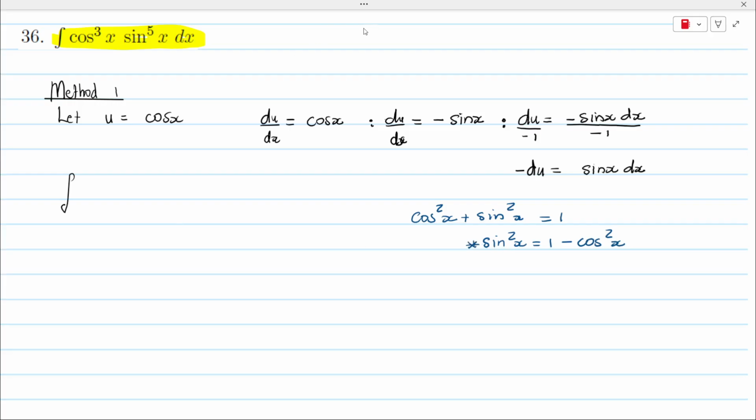So when I rewrite my formula here, it will become cos 3x. And then because it's sine 5x, I want to change this 5 to an odd number. Because I've already identified the identity that I found here, I can change the sine 5x to become sine 4x multiplied by sine x. And then I'll put my dx expression back.